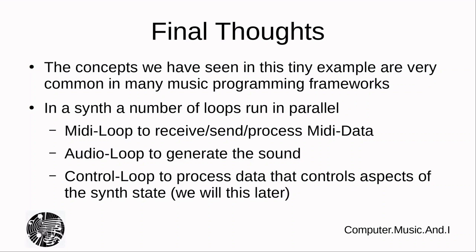The control loop usually runs at a lower rate, so the audio loop runs at top speed of 44100 samples per second, or whatever frequency you've got installed on your system. But the control loop usually runs a little bit slower, but it's there to process data that controls aspects of the synth state. And we are going to see this later when we are working with real hardware synthesizers.